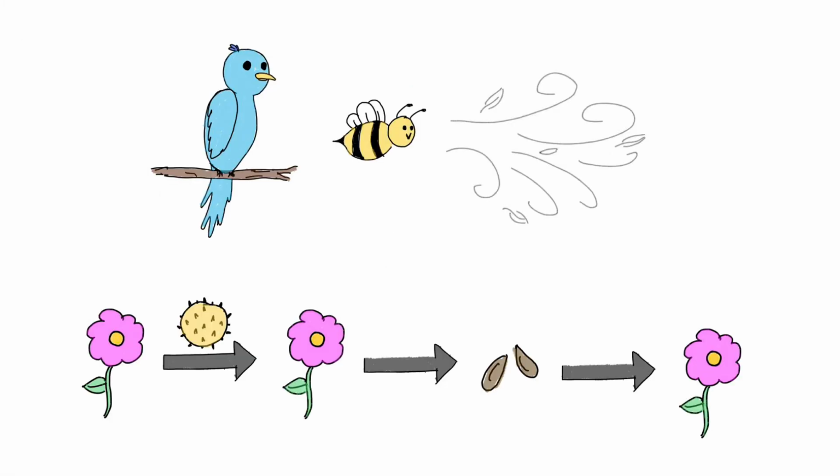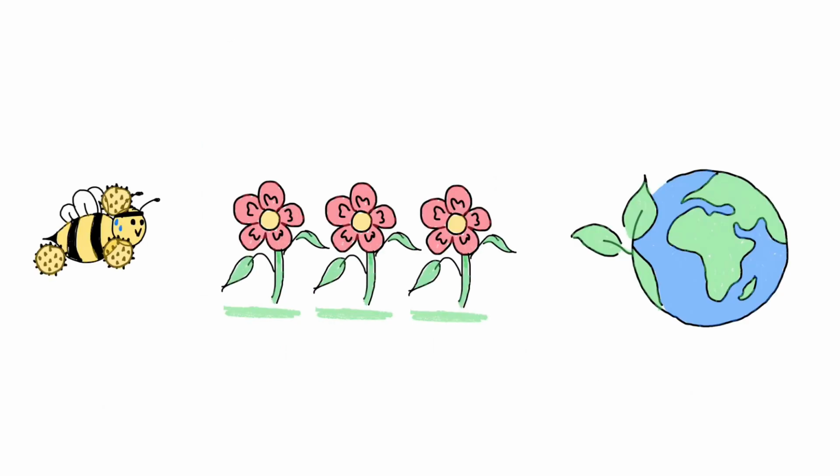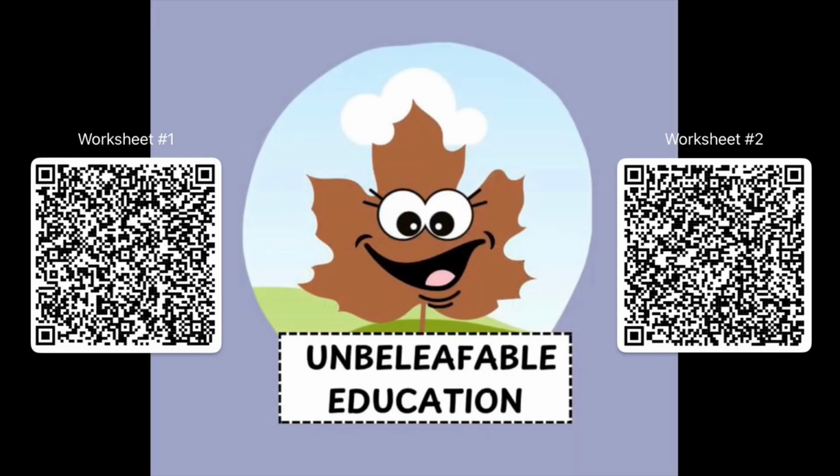Thanks to bees as well as other pollinators, flowers can make seeds that lead to new growth. So the next time you see a bee buzzing by, you'll know just how important it is for helping plants and our world thrive.